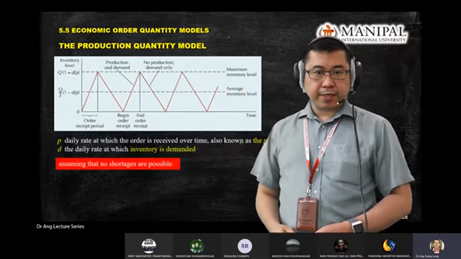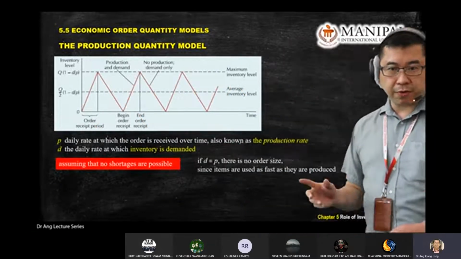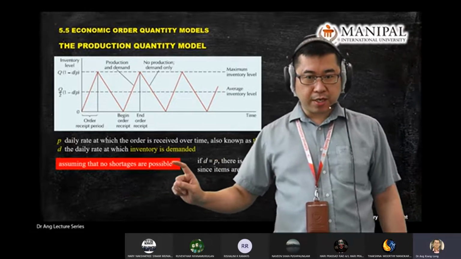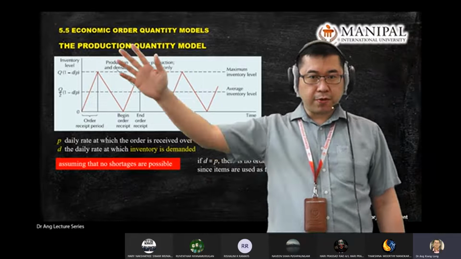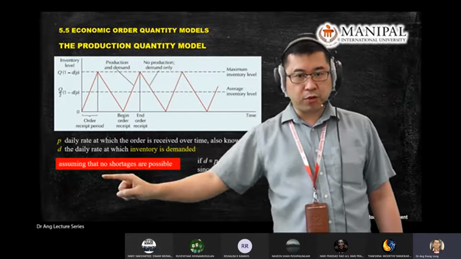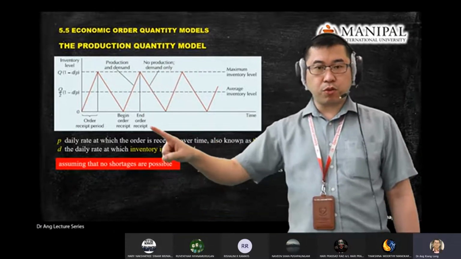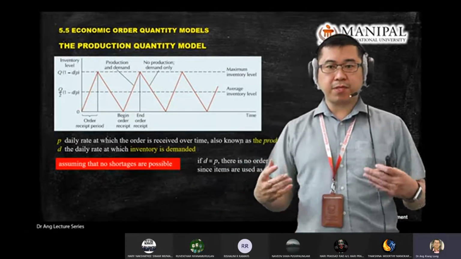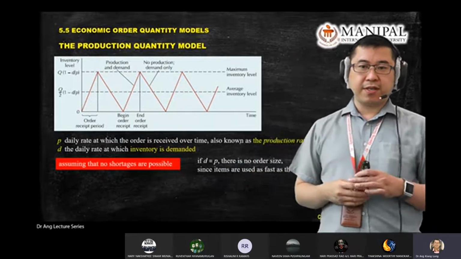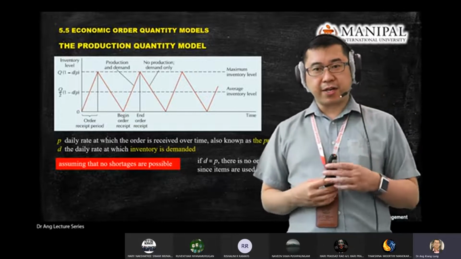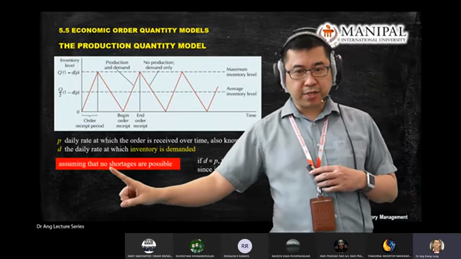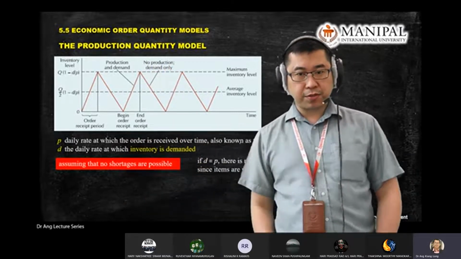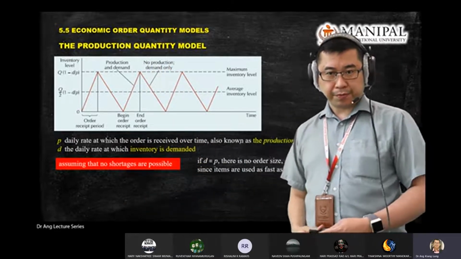Okay. Next, we go to the formula. All right. So assume there's no shortage possible. For production quantity, you don't have a shortage, meaning you do not go to the negative side, meaning your customers will not have a scenario where they cannot get goods. So we have this assumption for the production quantity model. We are assuming no shortage will happen.